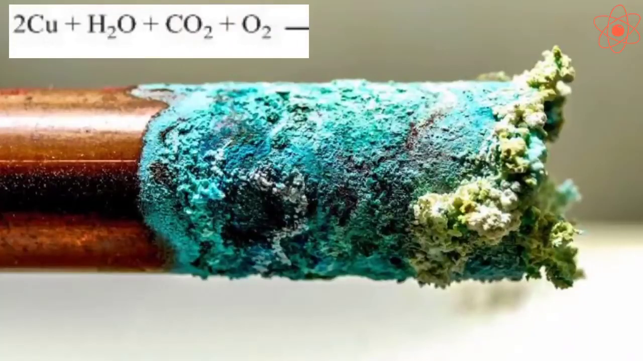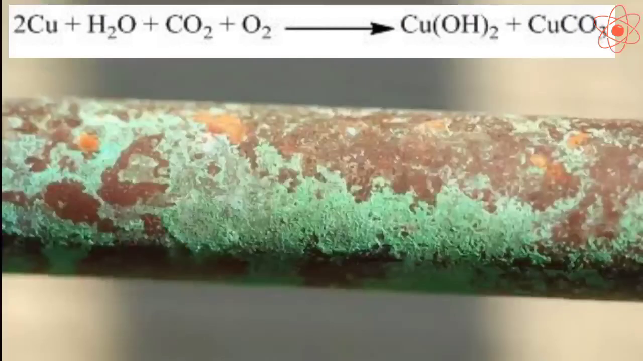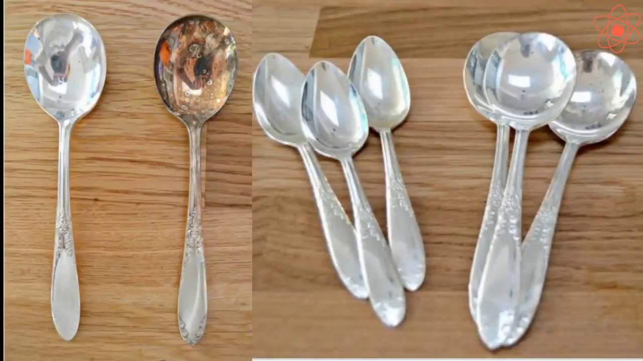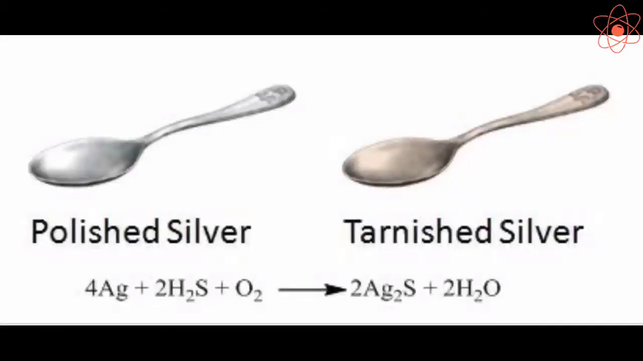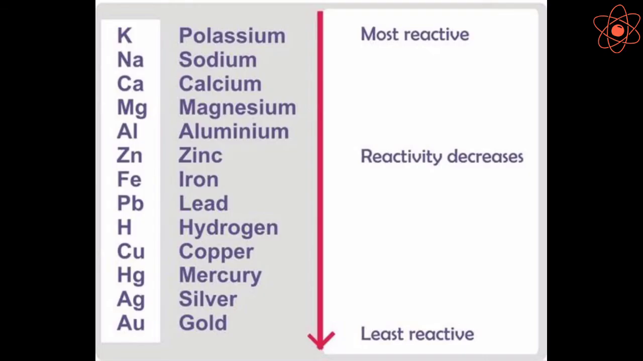Similarly, copper particles also develop a greenish coating of basic copper carbonate on exposure to air. Silver objects tarnish with time and get a black coating of silver sulfide when they react with sulfur-containing substances in the air. Gold and platinum do not react with oxygen in the air. This indicates that these metals have differences in their reactivity with other metals towards oxygen.